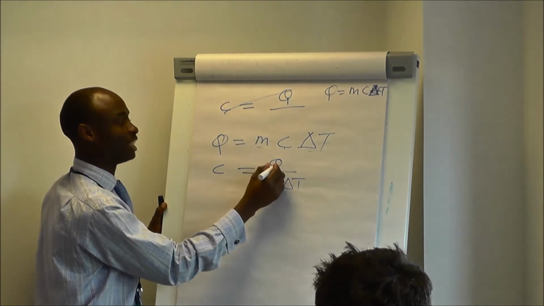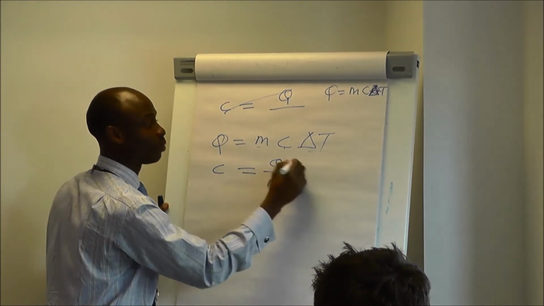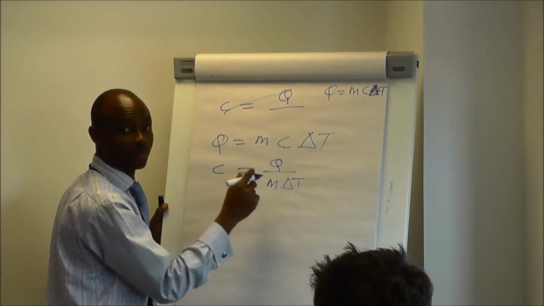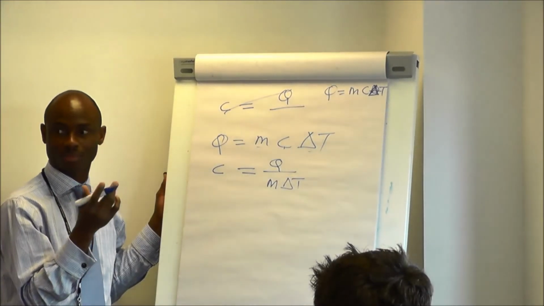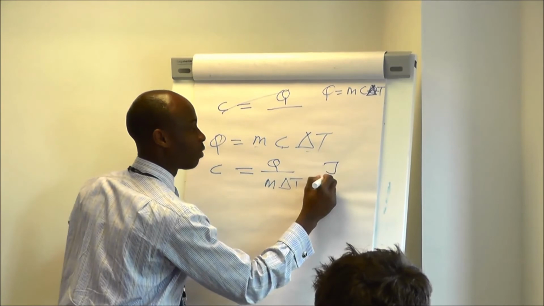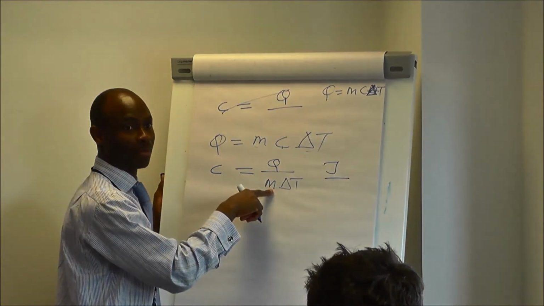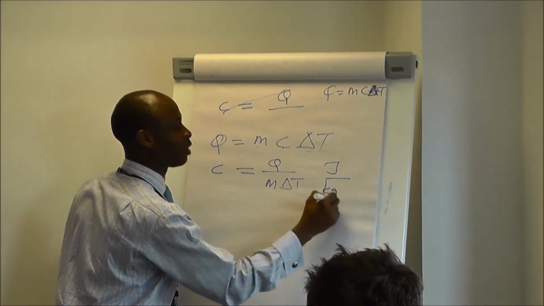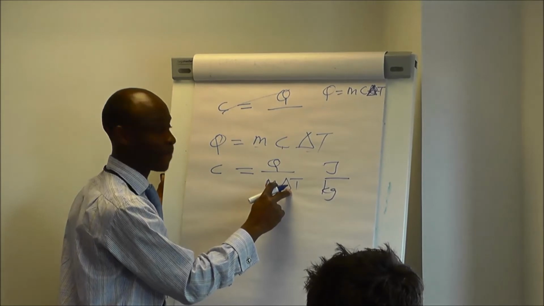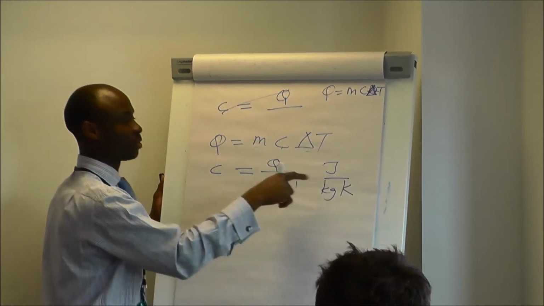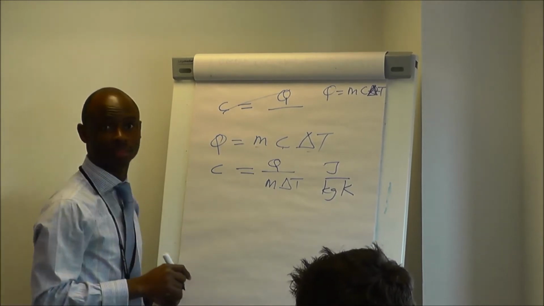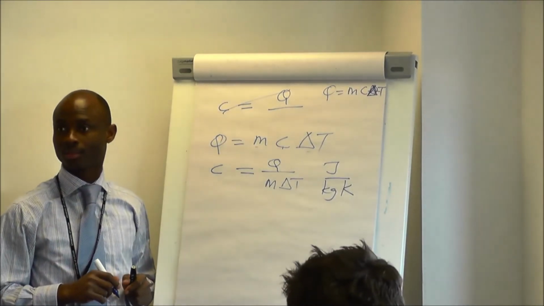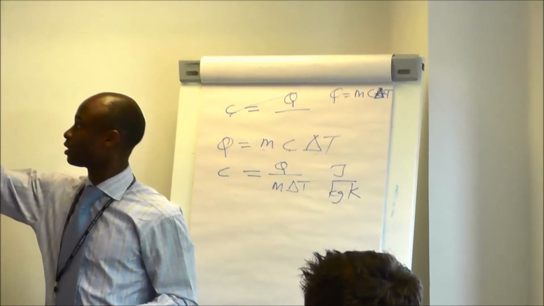Good. Now, don't forget, what's the unit of Q? Our Q is heat energy. What is the unit of that? Joule. What is the unit of M? Mass, kilogram. And what's the unit of temperature? Kelvin. So that's how they got Joule per kilogram per Kelvin.